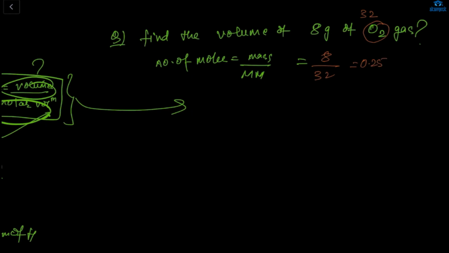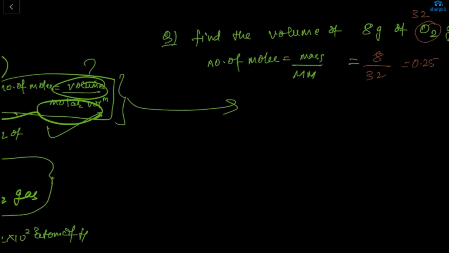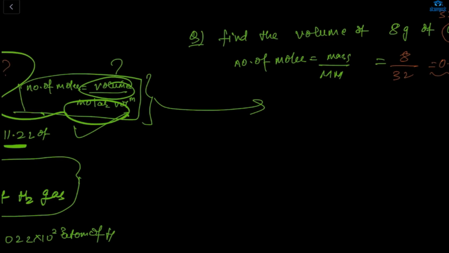Yes, ma'am. Okay, 0.25. This one. So you got your number of moles. Now you can easily find the volume. No, come on, it's very easy. Volume is 44.8? What? Volume is like, oh no, it's 0.2. Ma'am, it's 5.6. Yeah, correct.